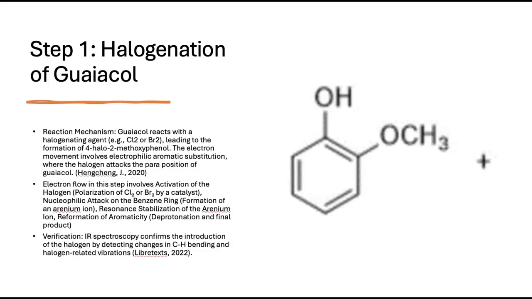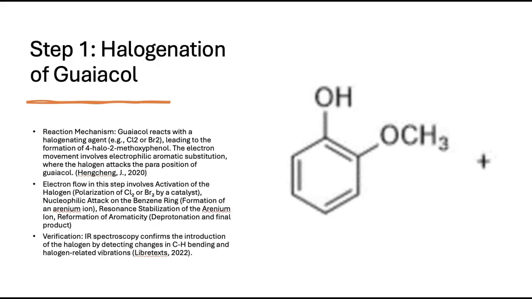For the first step, we will discuss the halogenation of guaiacol. This step is a chemical reaction where a halogen, like chlorine or bromine, is added to guaiacol, a naturally occurring compound found in clove oil. This reaction happens because guaiacol has a benzene ring with oxygen-containing groups that make it more reactive towards halogens. When a halogen is introduced, often with a catalyst like iron chloride, it attaches to a specific position on the benzene ring, depending on the reaction conditions. This process is useful in making pharmaceuticals like eugenol.